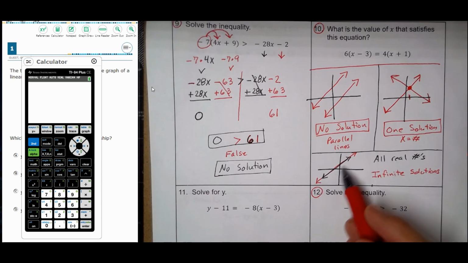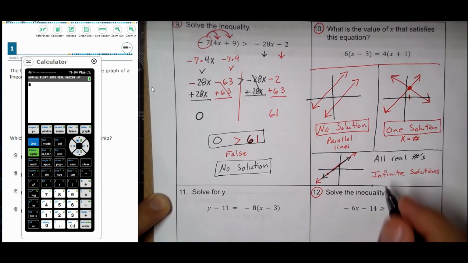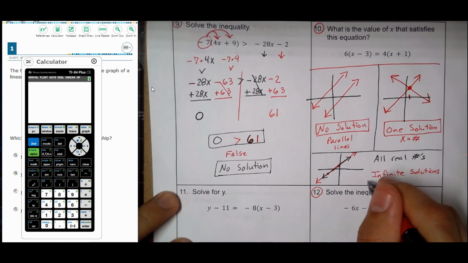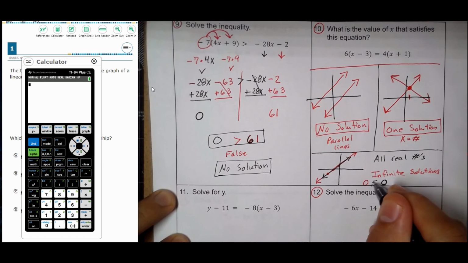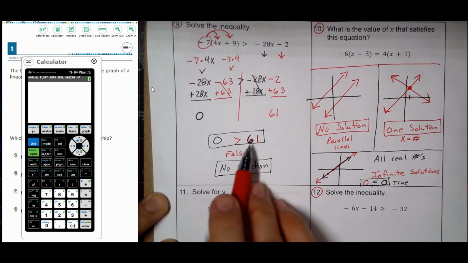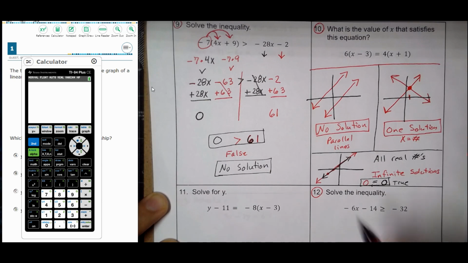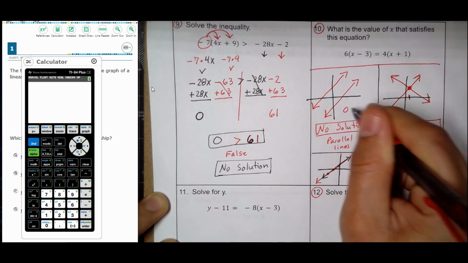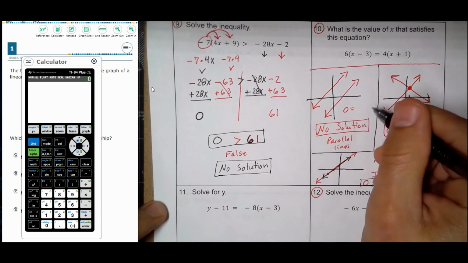And that just means that the lines lie on top of each other, so every single value of x is a solution. The way you can always tell that it's all real numbers or infinite solutions is you'll get an answer that looks really odd, for instance, something like 0 is equal to 0. In other words, which is true. This is an all real numbers or infinite solutions problem. When there's no solution, you get something that's false. In this case, we had 0 is greater than 61, which is clearly false. Or we might have something like 0 is equal to 5.